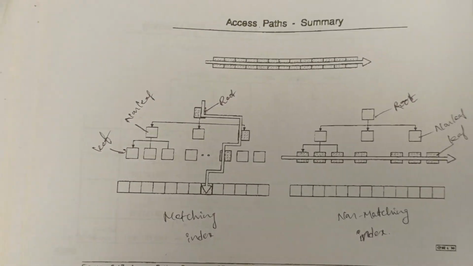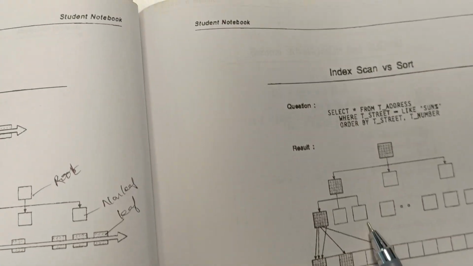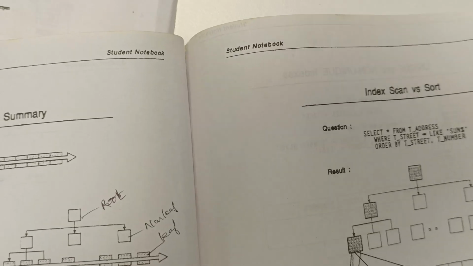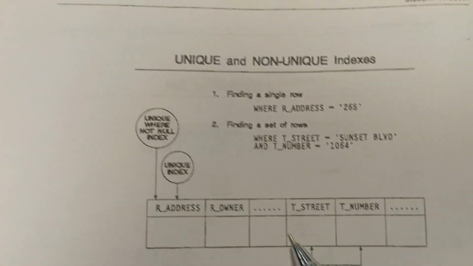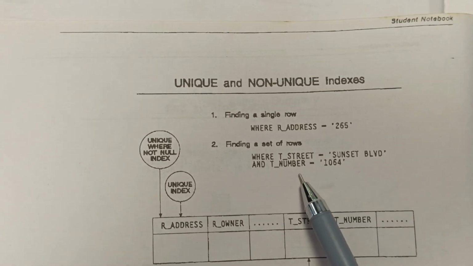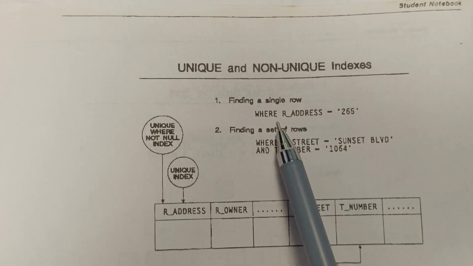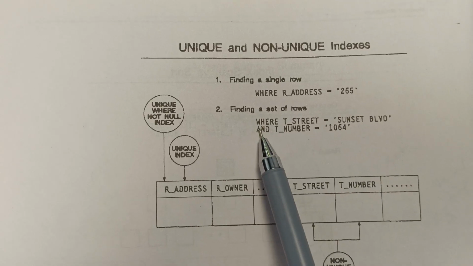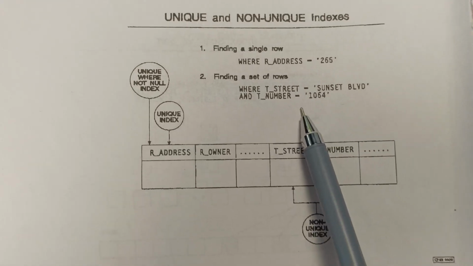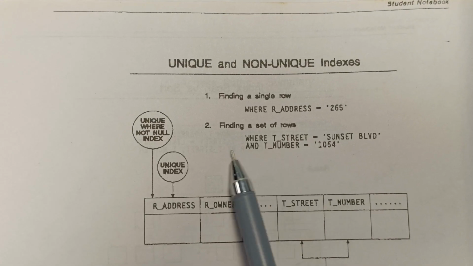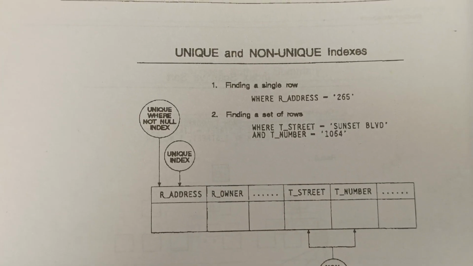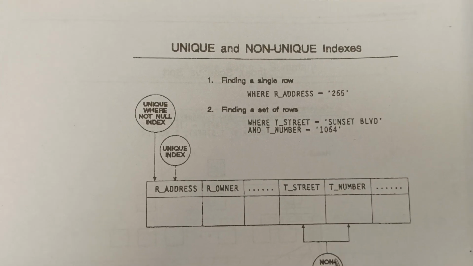These are some flow diagrams you can ignore because these are basic concepts. And you can see now how to do unique and non-unique indexes here. A unique index is nothing but finding a single row. Whenever there is a combination of two columns, combining two conditions, then it is called a non-unique index. Combining two columns is called a non-unique index.